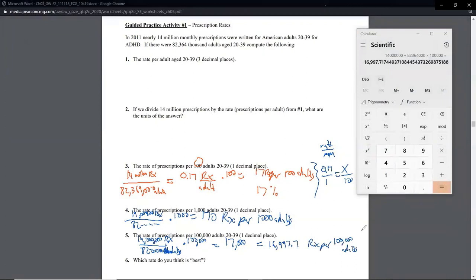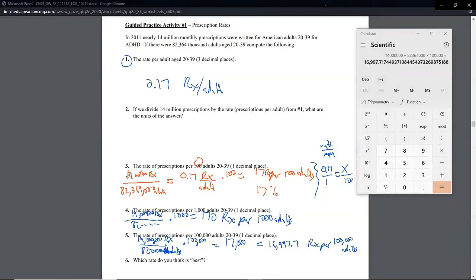So number 1, that answer was the 0.17. That was RXs per adult. Number 3, 4, and 5 are all the same concept. We're talking about prescriptions per some number of adults. It's just the first one is scaled to 1 adult. The third one is scaled to 100. The fourth one is scaled to 1,000. The fifth one is scaled to 100,000.